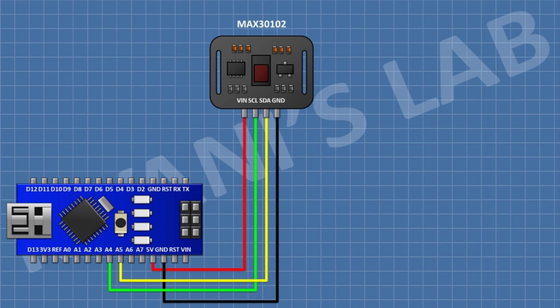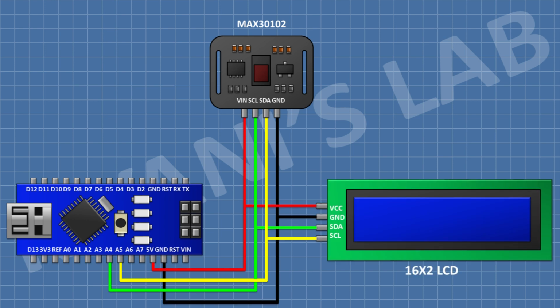Arduino. After that, I'm gonna connect a 16x2 LCD and connect its VCC pin to 5-volt pin of Arduino, its ground pin to ground pin of Arduino, its SDA pin to A4 pin of Arduino, its SCL pin to A5 pin of Arduino. So we have completed all the connections.